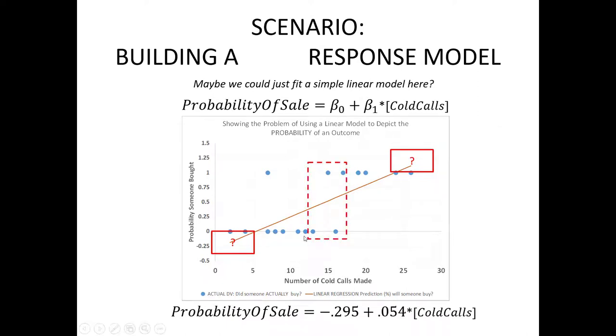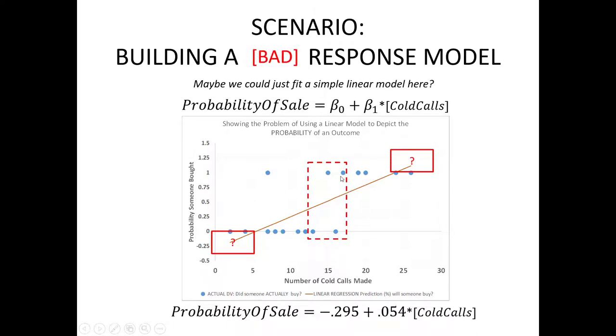Also, take a look at the middle here. There's something else interesting going on that we might want to deal with. Notice how there appears to be a split point somewhere right around 15 cold calls. Right about here, there seems to be almost an inflection where suddenly we go from being very unlikely to actually make a sale to very likely. Yet our linear model, because of its very nature, just continues to model a simple straight line. Maybe we could actually catch and depict some of this inflection with a better model.